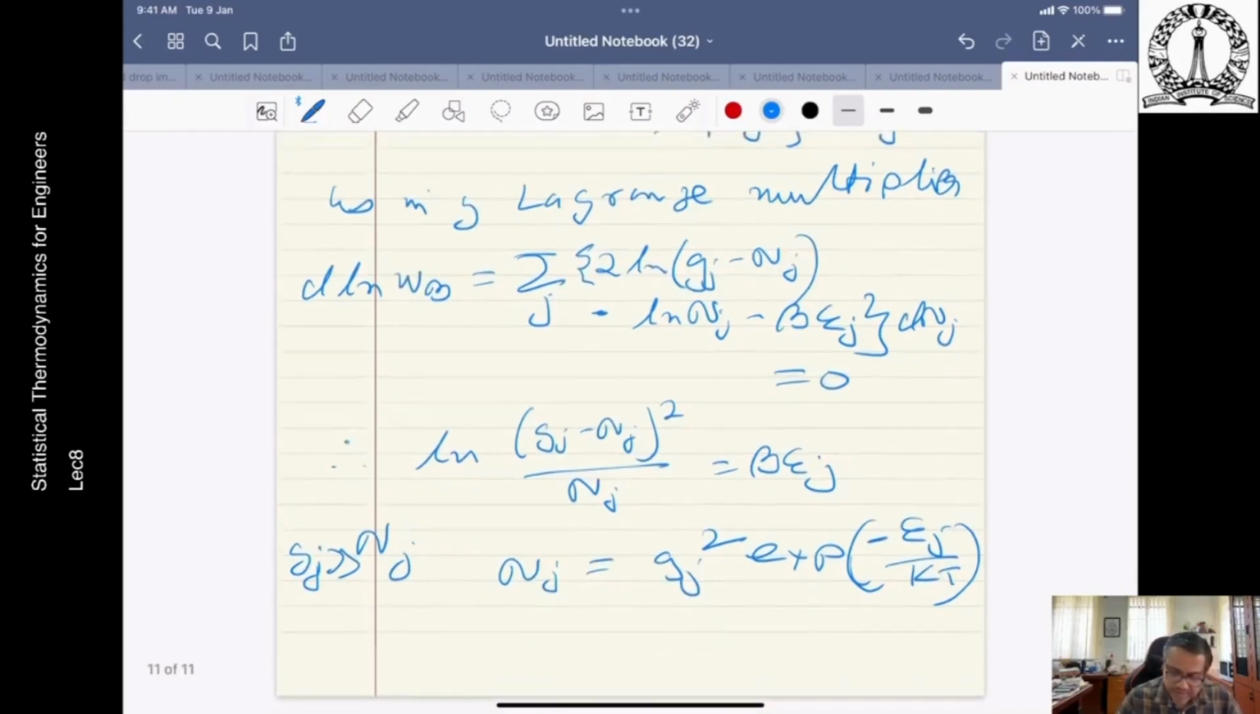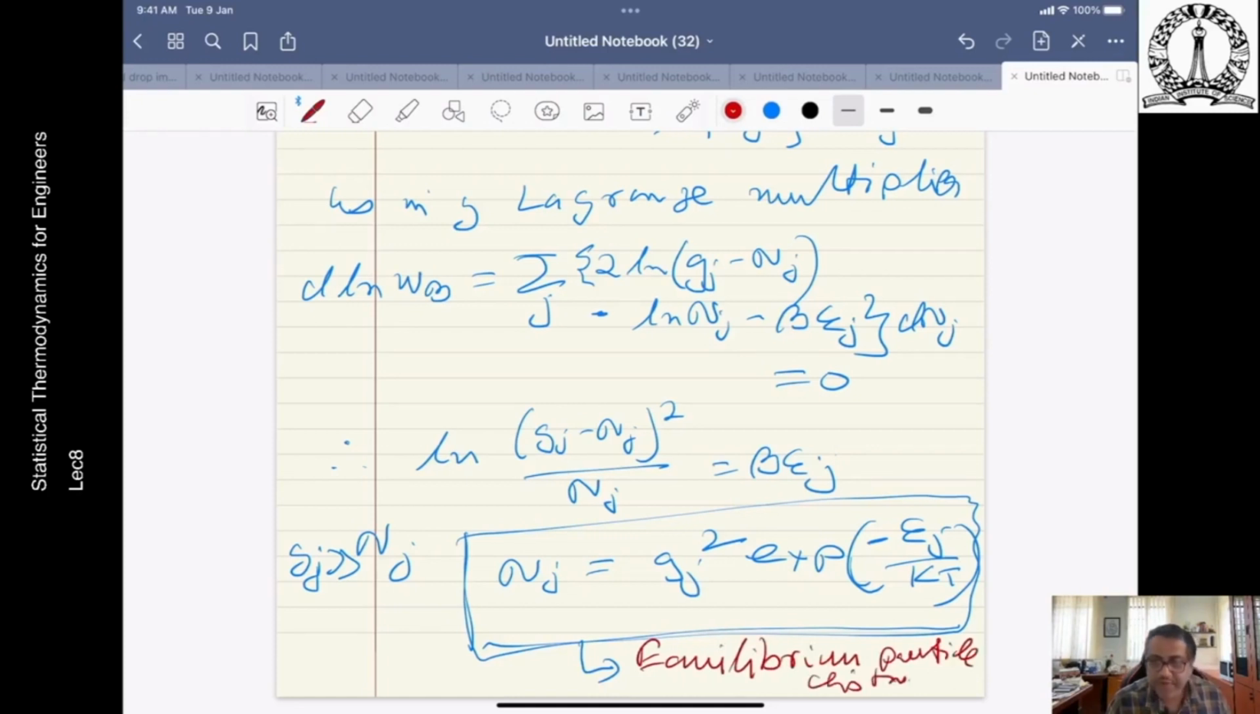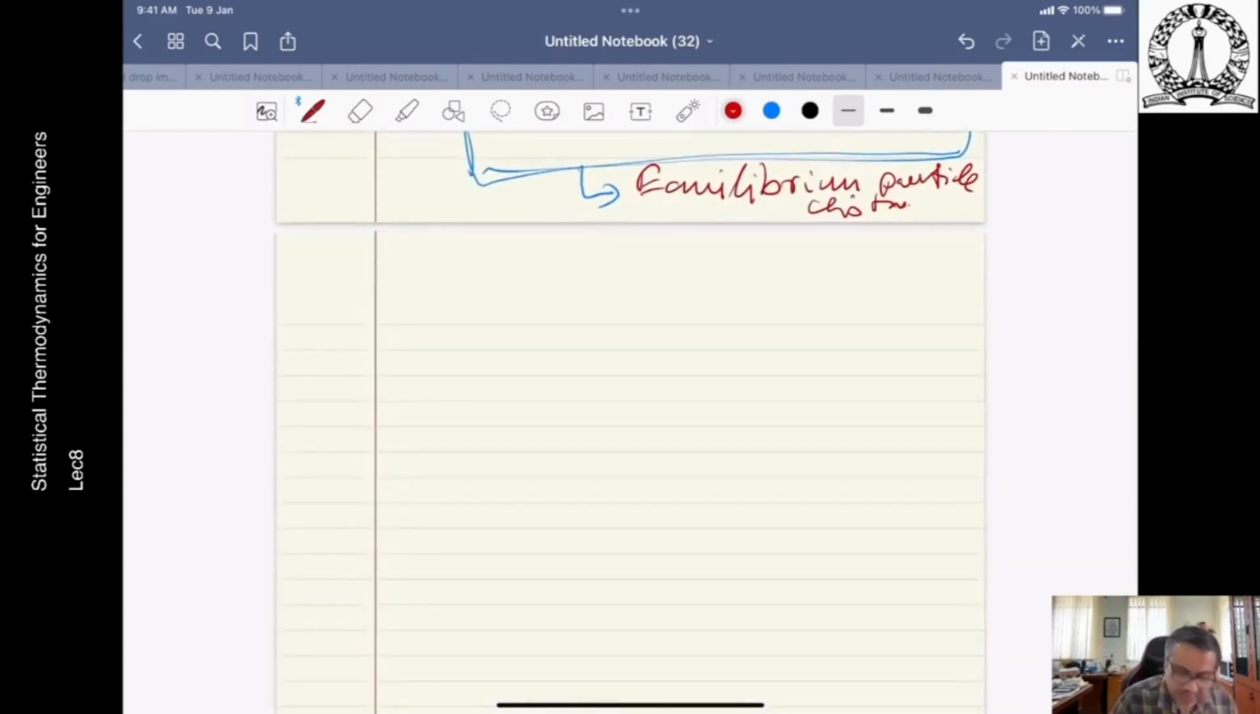So this is a fantastic piece of thing which shows that if you have a situation where an unknown particle is given, but you know the rules, what is its energy distribution, etc., you can find out what will be the equilibrium particle distribution. So this is the equilibrium, the most probable particle distribution.